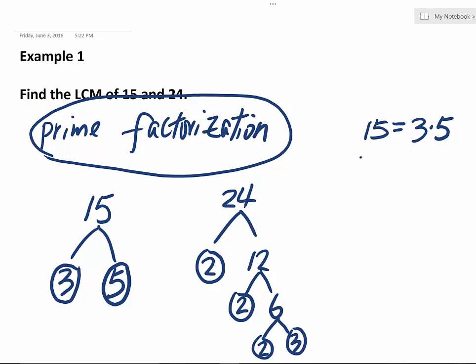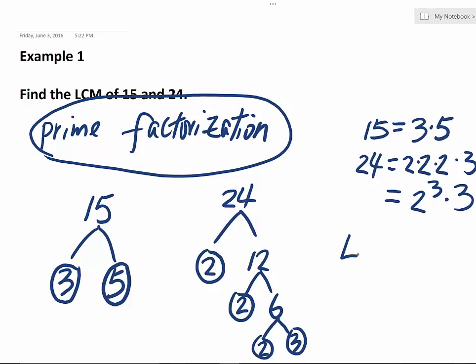So the 24 is equal to 2 times 2 times 2 times 3. And we normally write repetitive factors as exponents, so 2 times 2 times 2 becomes 2 to the third times 3.